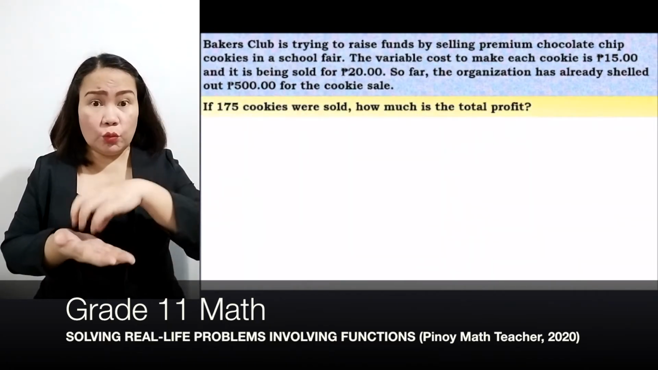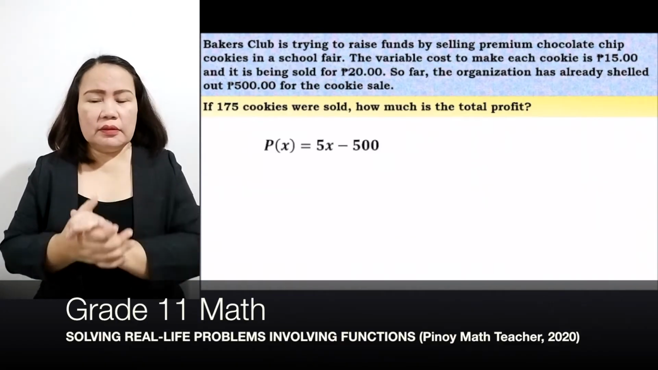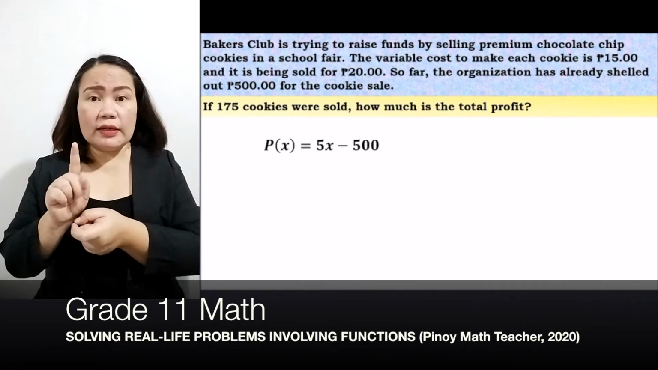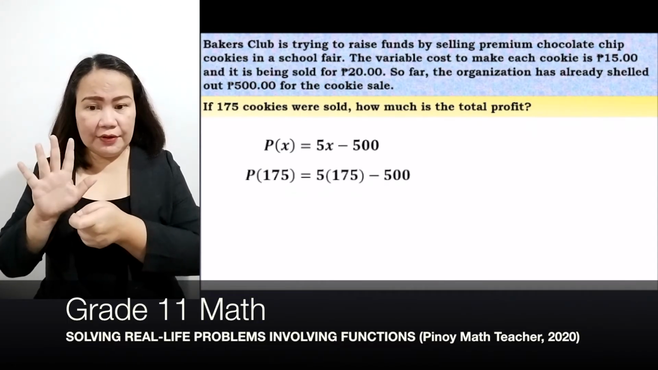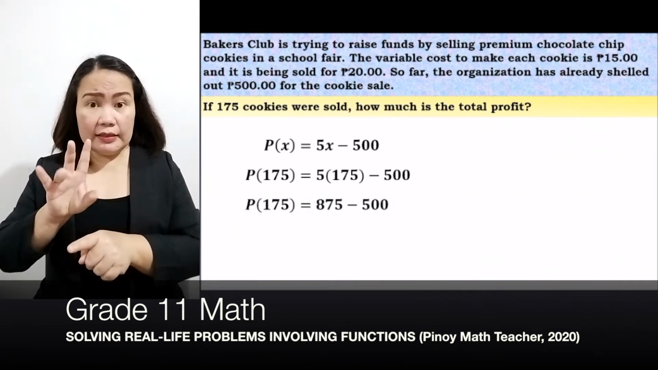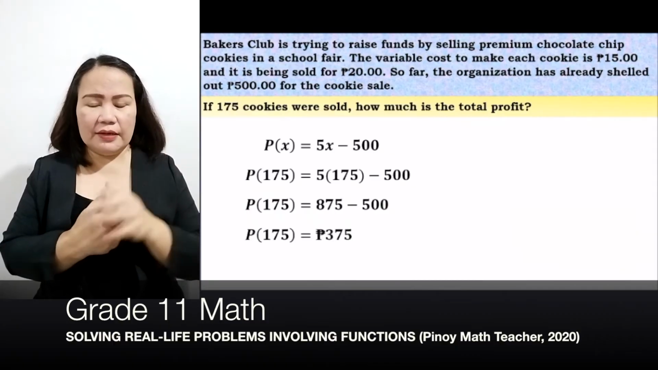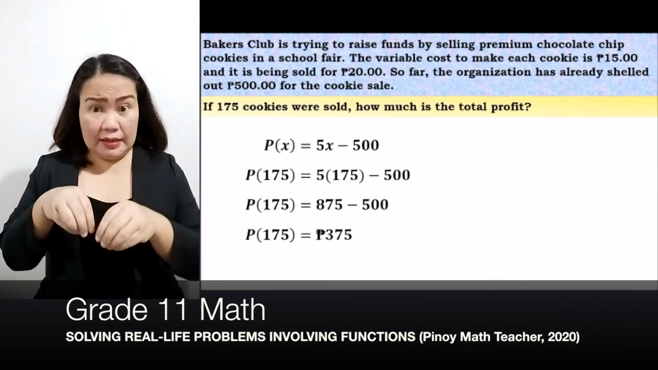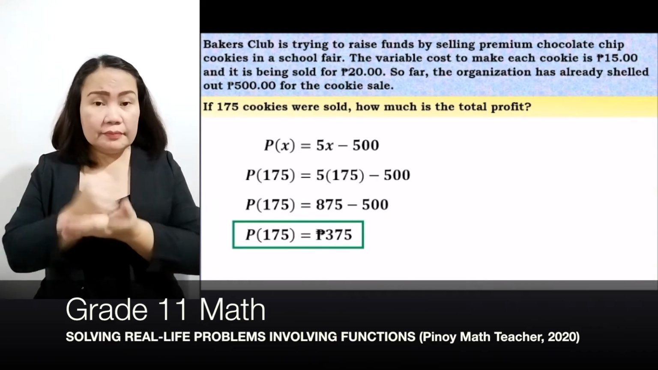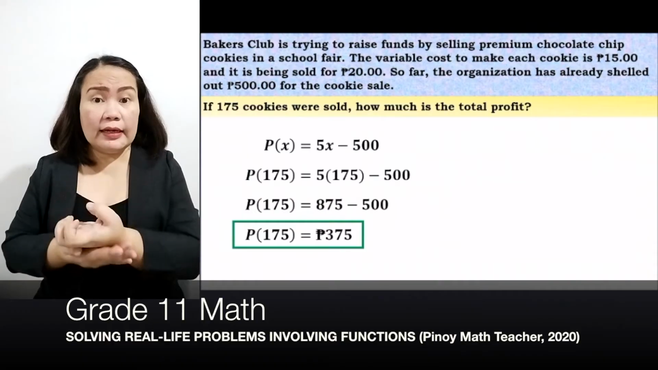If 175 cookies were sold, how much is the total profit? Okay, so P of x equals 5x minus 500. Papalitan natin lahat ng x nito ng 175. Ayan. Next, kuhanin natin yung product ng 5 at 175. That is 875. Next, difference ng 875 at ng 500. Ayan, 375. Ibig sabihin, kung makabenta sila ng 175 pieces ng cookies, ang kanilang total na kita ay 375 pesos. Siyempre, labas na rito yung lahat ng kanilang expenses.